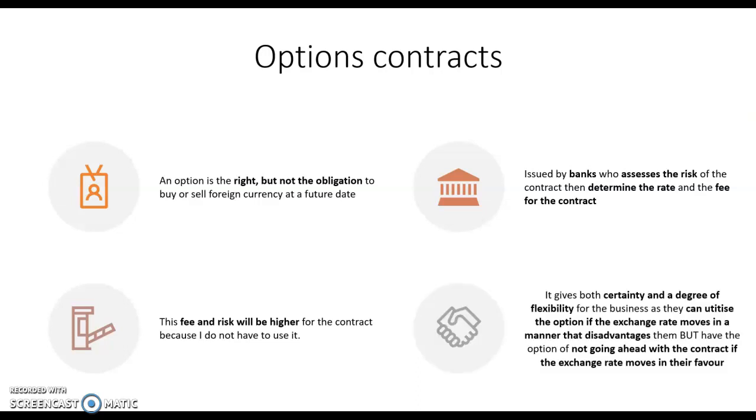The good thing, however, about an options contract is it gives a degree of both certainty and flexibility for the business. They can utilise the option if the exchange rate moves in a manner that disadvantages them. But this time, they have the option of not going ahead with the contract if the exchange rate moves in their favour, and all they have to deal with or pay as a result is the fee for that contract, but then they can conduct the transaction at the spot rate at that date.